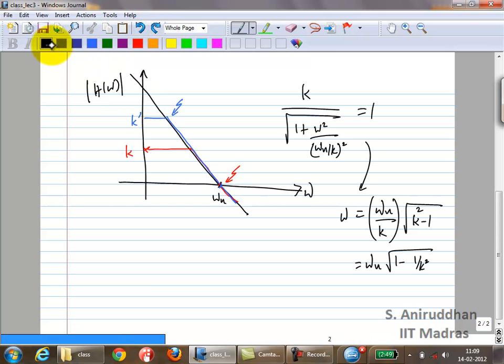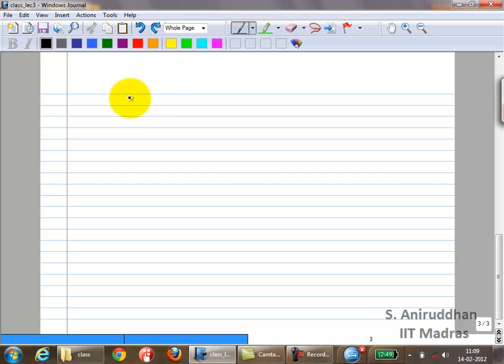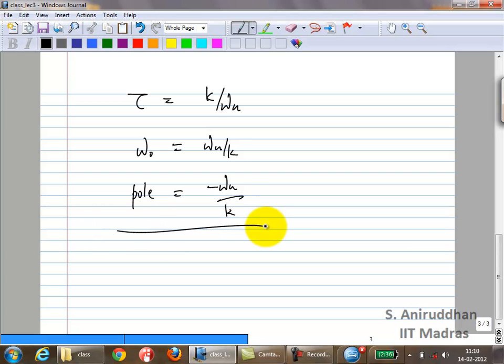So let's just write down whatever we found. We have tau, we have the bandwidth omega naught, and we have the pole. We compared it with a simple RC, so the time constant was k over omega u. 3 dB bandwidth, omega u over k. And of course the pole is at minus omega u over k. Okay? So this is for a first order system.